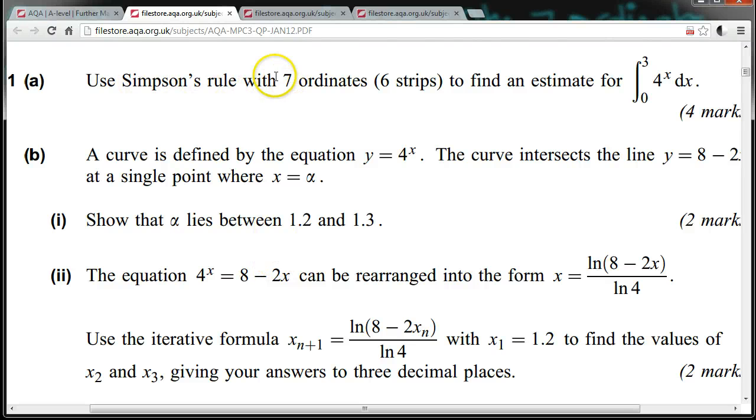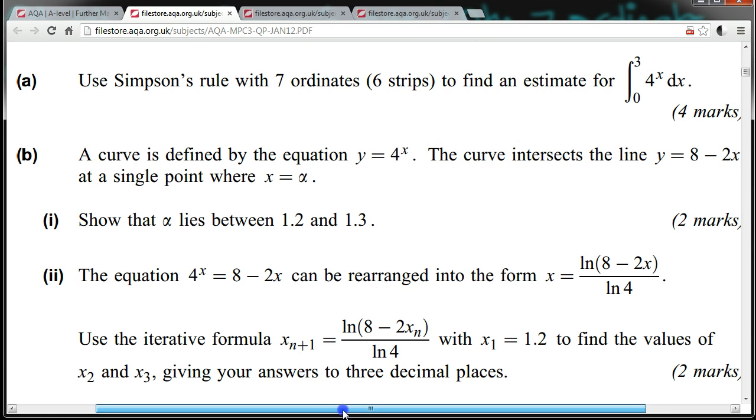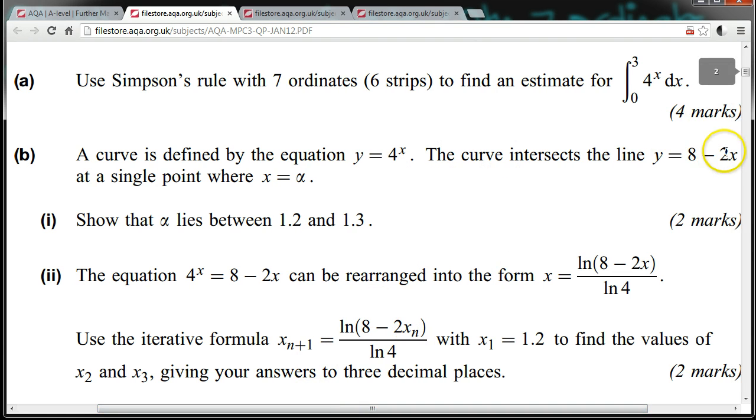Use Simpson's rule with 7 ordinates or 6 strips to find an estimate for this integral here. A curve is defined by the equation y equals 4 to the power x. The curve intersects the line y equals 8 minus 2x at a single point where x equals alpha. Show that alpha lies between 1.2 and 1.3.